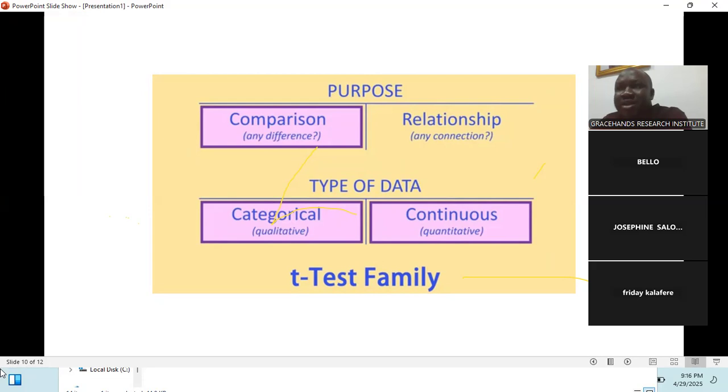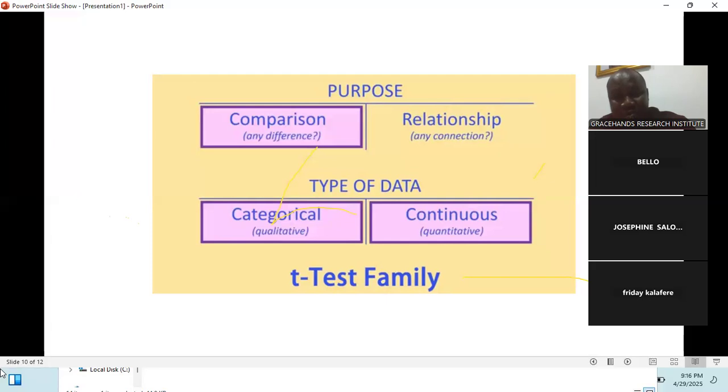When you examine the differences between this variable and that variable, you can just use chi-square for it. But when you say compare the means, or compare the means between this variable and that variable, you use t-test. Anytime you say compare means, it's t-test, straight. And the type of data must be categorical, not continuous.